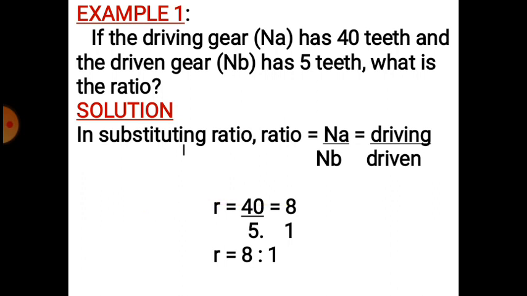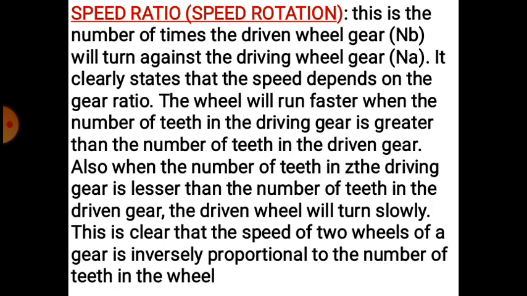Let's see speed rotation or speed ratio. This is the number of times the driven wheel gear, which is NB, will turn against the driving wheel gear NA. It clearly states that the speed depends on the gear ratio. The wheel will run faster when the number of teeth in the driving gear is greater than the number of teeth in the driven gear. Also, when the number of teeth in the driving gear is less than the number of teeth in the driven gear, the driving wheel will turn slowly.